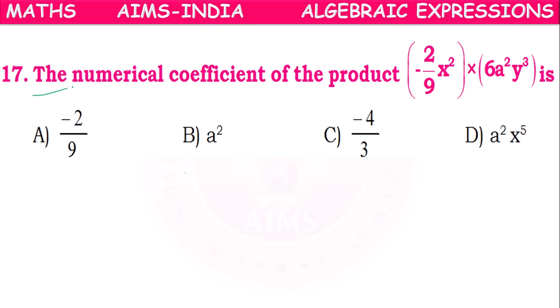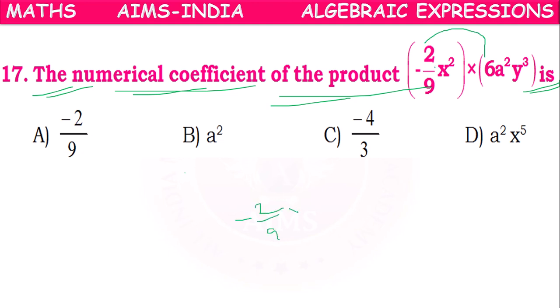Next. The numerical coefficient of the product is, we have to find the numerical coefficient. Only numerical coefficients we have to multiply. One is minus 2 by 9, another is 6 by 3. 3 twos are 6, 3 threes are 9, 2 twos are 4, it is equal to minus 4 by 3. So, option C is right.